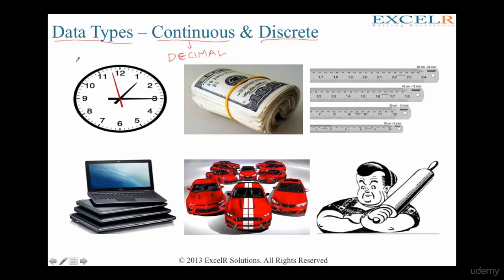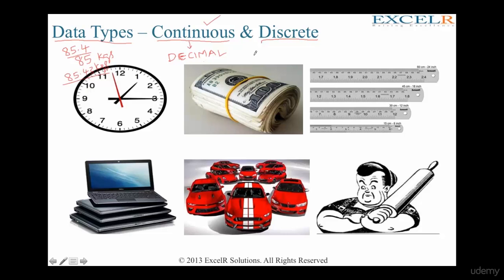For example, I can say that my weight is 85 kgs. It makes sense, right? If I say I weigh 85.4 kgs, it makes sense. Despite representing in decimal format, it makes sense. If I say I weigh 85.43 kgs, it still makes sense. So the moment some data makes sense if I represent that in decimal format, it is called continuous data.